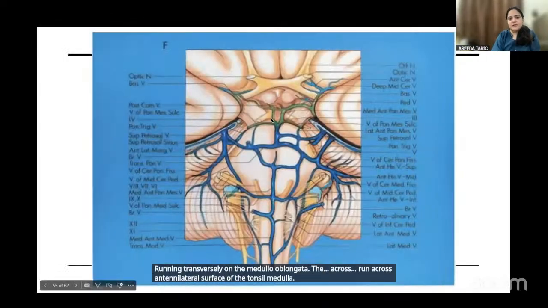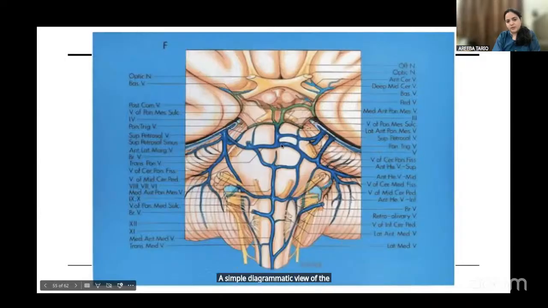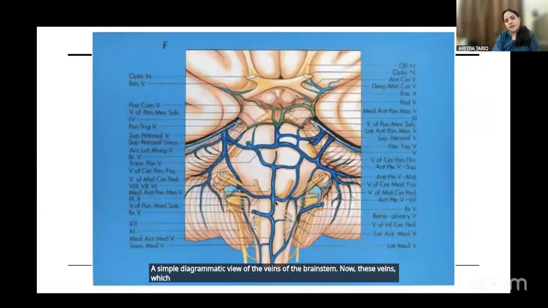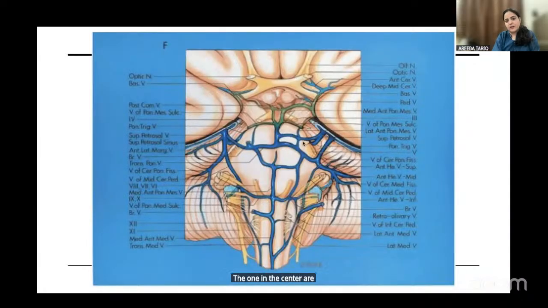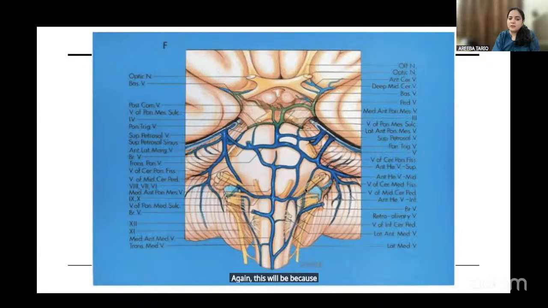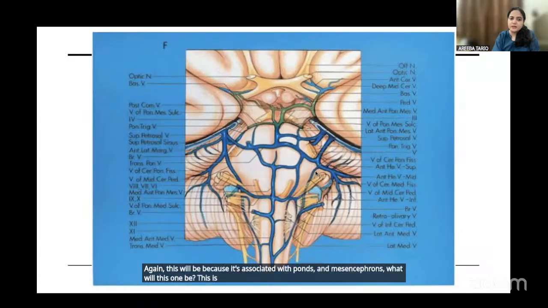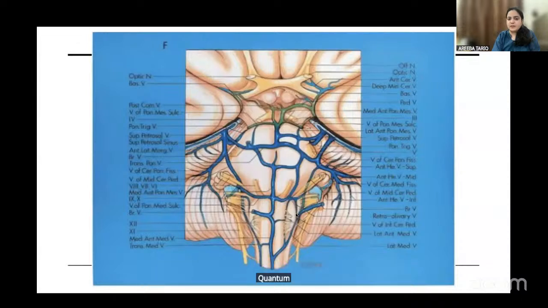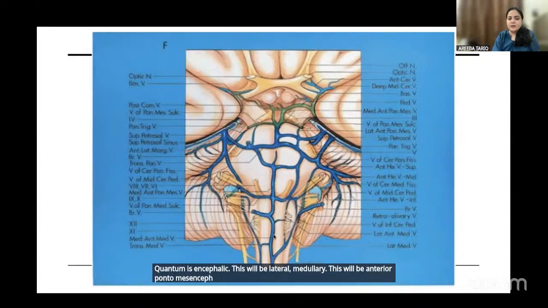A simple diagrammatic view of the veins of the brainstem. Now, these veins which are running longitudinally are longitudinal veins. The one in the center is anterior. The one on the anterolateral sulcus is anterolateral. The one on the lateral side is lateral. So again, this will be because it is associated with the pons and mesencephalon. What will this vein be? This is lateral, so this is the lateral pontomesencephalic. This will be the lateral medullary. This will be the anterior pontomesencephalic, anterior medullary vein.